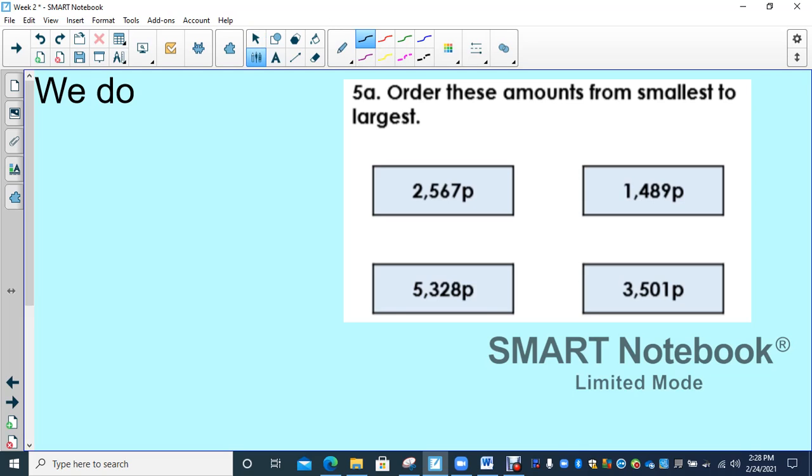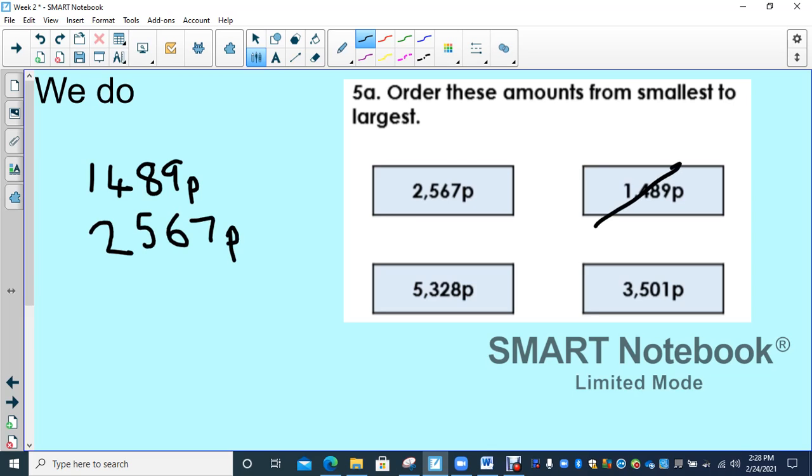The first smallest digit is 1,489 pence. Then I'm going to look at the next, and I'm hoping that you're going to say, Miss Margetts, it's 2,567 pence. Cross that one off. Then again, looking at my first digit of each amount, I know that the next smallest number is my 3,501 pence.